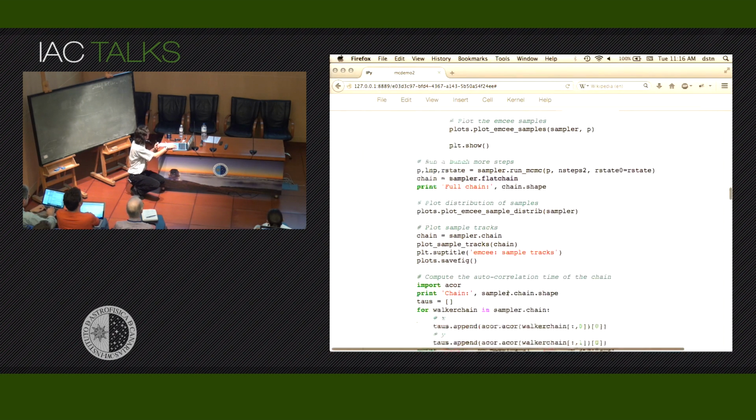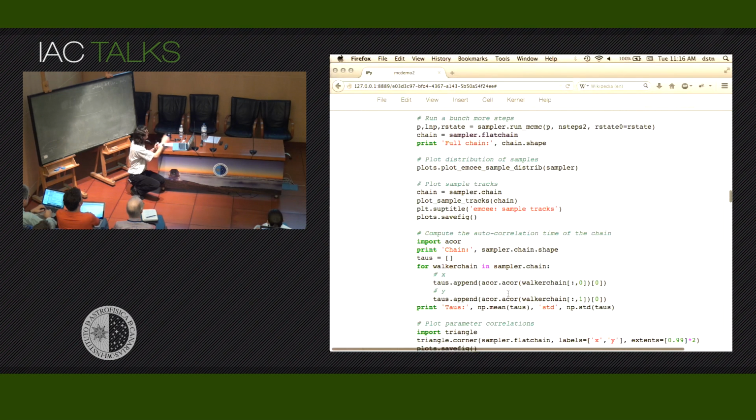Okay, so two other things that I wanted to mention, which is this related module called ACOR that computes the autocorrelation time of the chain. So let me tell you what autocorrelation time is. Others in the audience should speak up, because, again, not the expert.